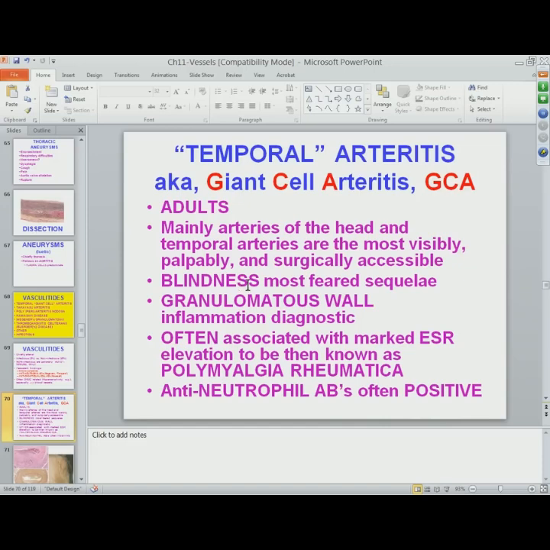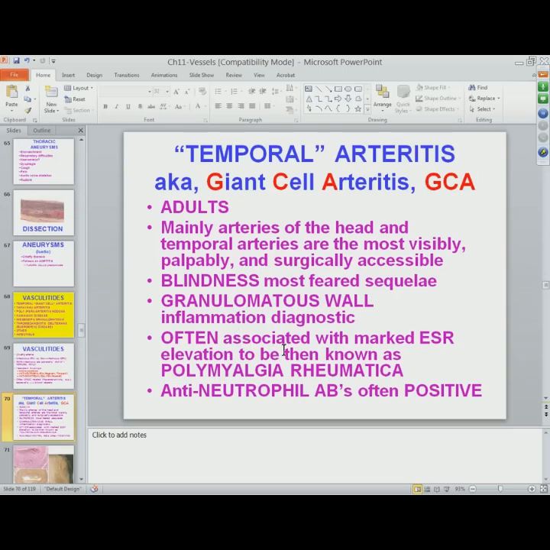So blindness is one of the most feared sequelae, and histologically it's a granulomatous inflammation, very, very often rich in giant cells. Now, can you diagnose giant cell arteritis without giant cells? If you see nice granulomas in the temporal artery of an old person that also has visual problems, of course you can.